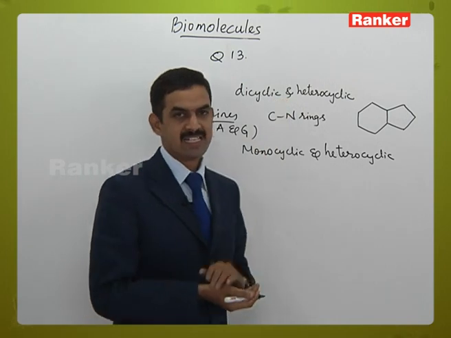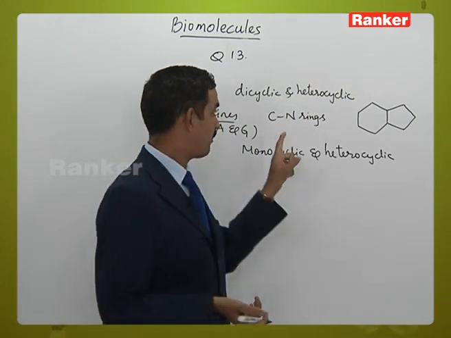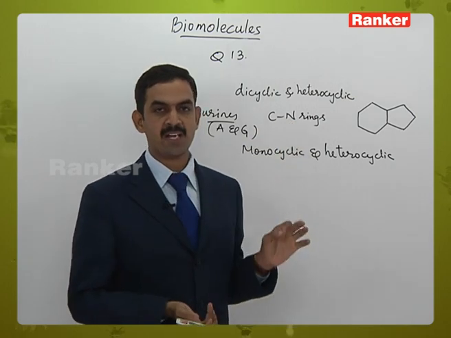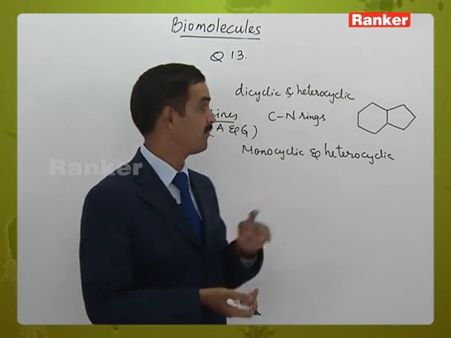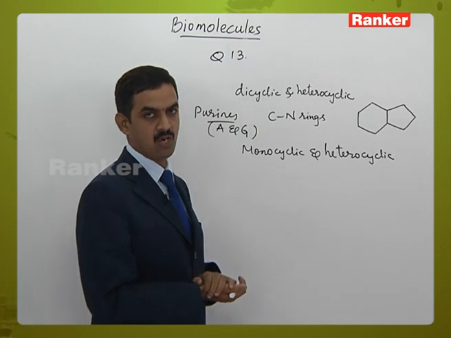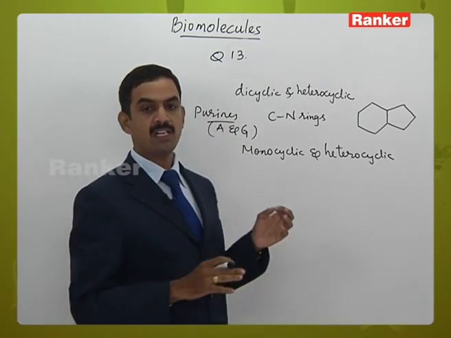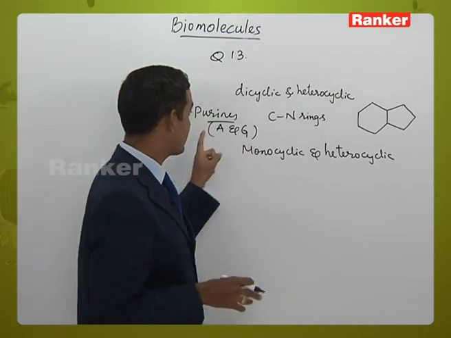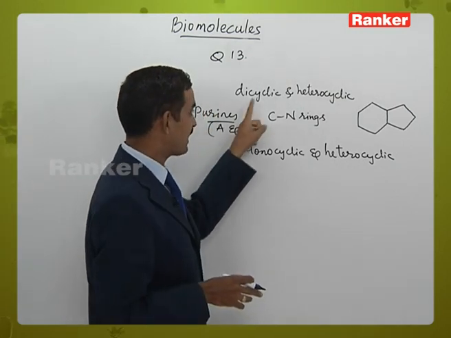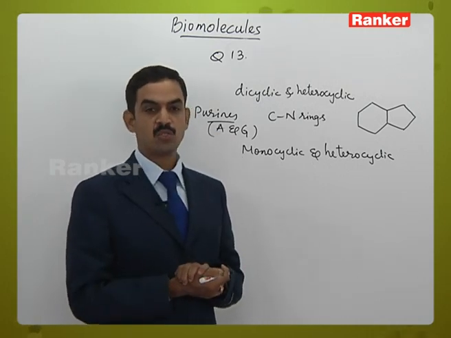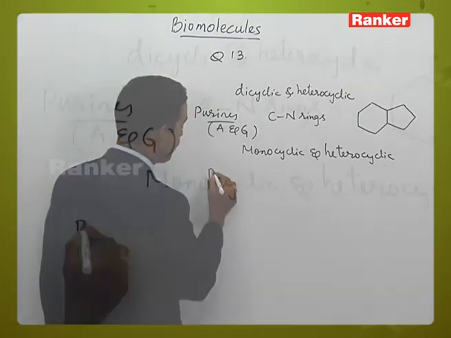And why we call it heterocyclic is because the ring is made up of carbon and also nitrogen. So we call it a heterocyclic compound. So the structures having this dicyclic and heterocyclic nature are adenine and guanine. So the ratio is coming to 2. Then coming to pyrimidines.